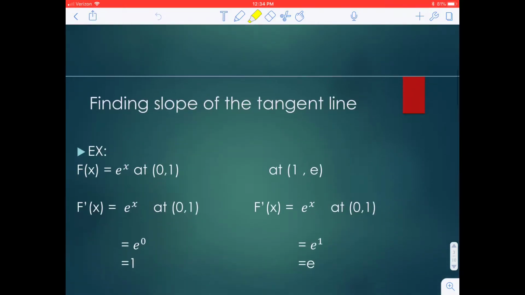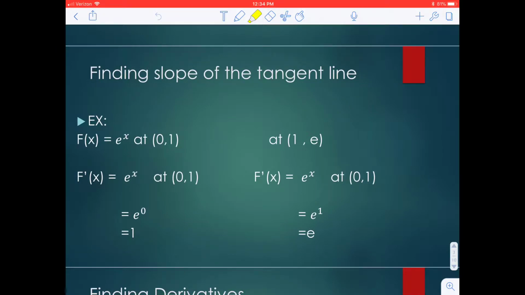So one thing that we can do is find the slope of the tangent line, and that's not going to be the focus of this section, but I did just want to address it. So maybe I want you to find the slope of the tangent line at the point (0, 1), or maybe I want you to find it at the point (1, e). If you're going to do that, you're literally going to take that x value and plug it in for x. And you see that I've gone ahead and replaced it: e to the 0, and anything to the 0 power is going to equal 1.